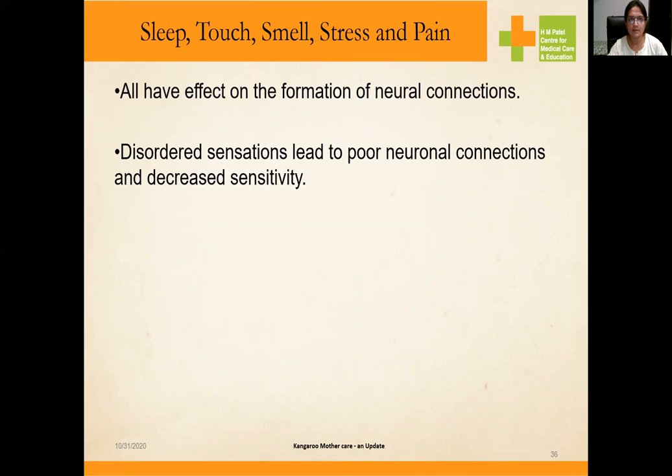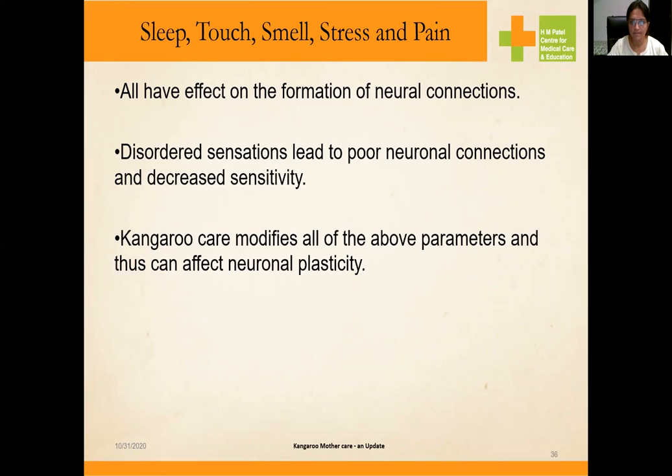So how do these sleep, touch, smell, stress, pain affect the baby? All of these are sensations basically, and they have an effect on the formation of the neuronal connections in the baby. Disordered sensations in the newborn baby will lead to poor neurological connections and decreased sensitivity. And kangaroo care will modify all of the above parameters, and thus it can have an effect on neuronal plasticity.